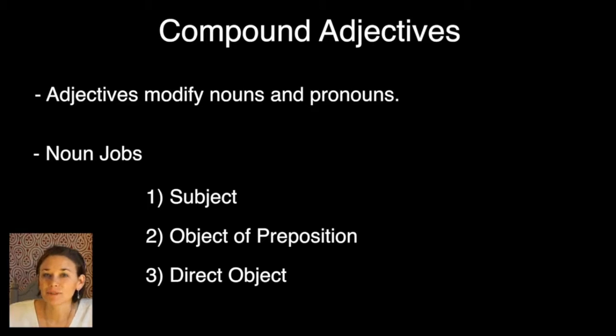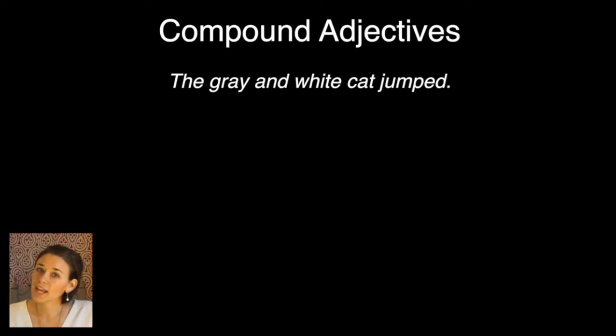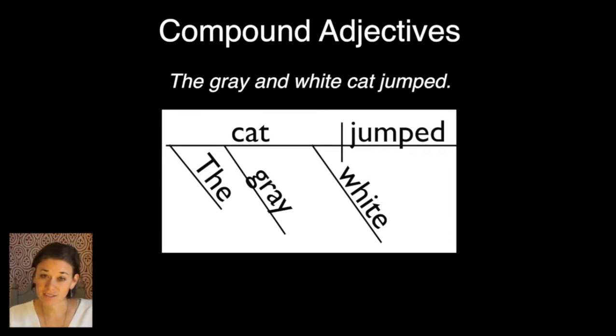Let's look at an example sentence that contains a compound adjective. The gray and white cat jumped. All right, our subject is cat, our verb is jumped, the is an adjective, and gray and white are also adjectives. They're modifying the noun cat. Which cat? The gray and white cat. So we diagram gray and white just like normal adjectives.